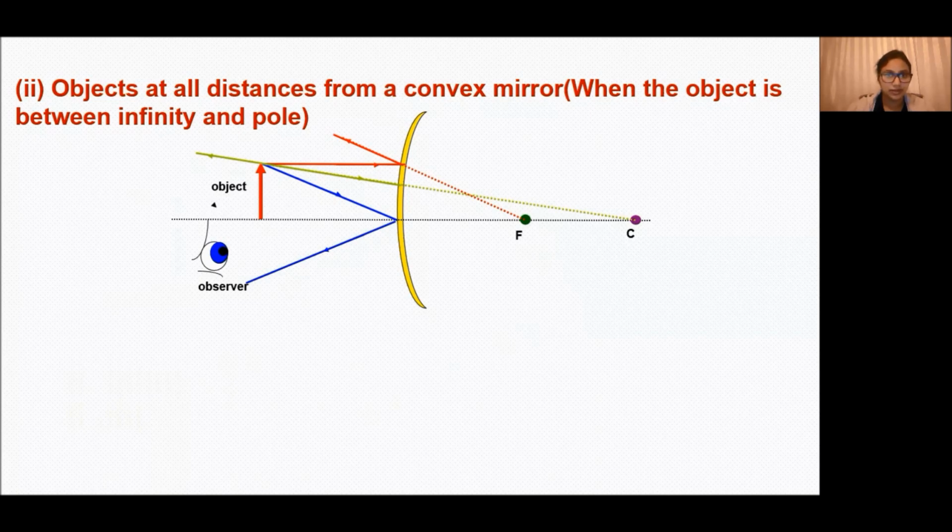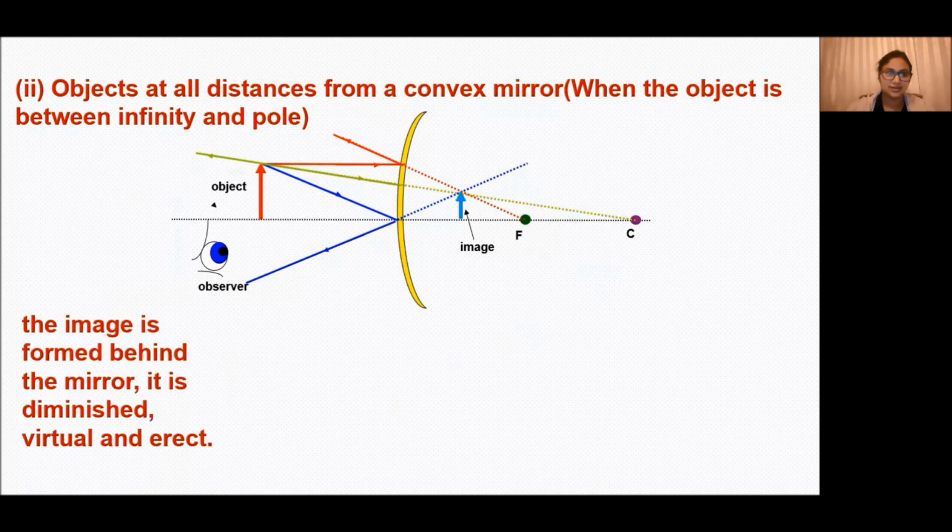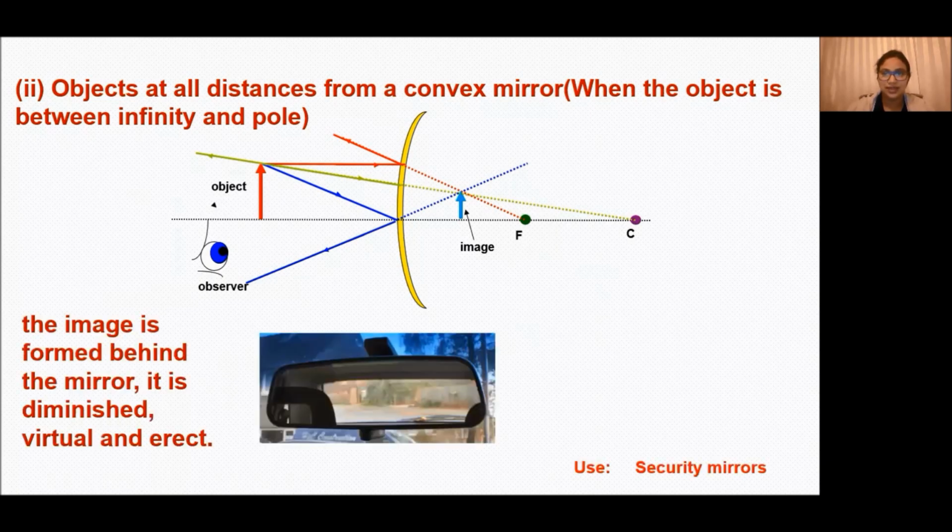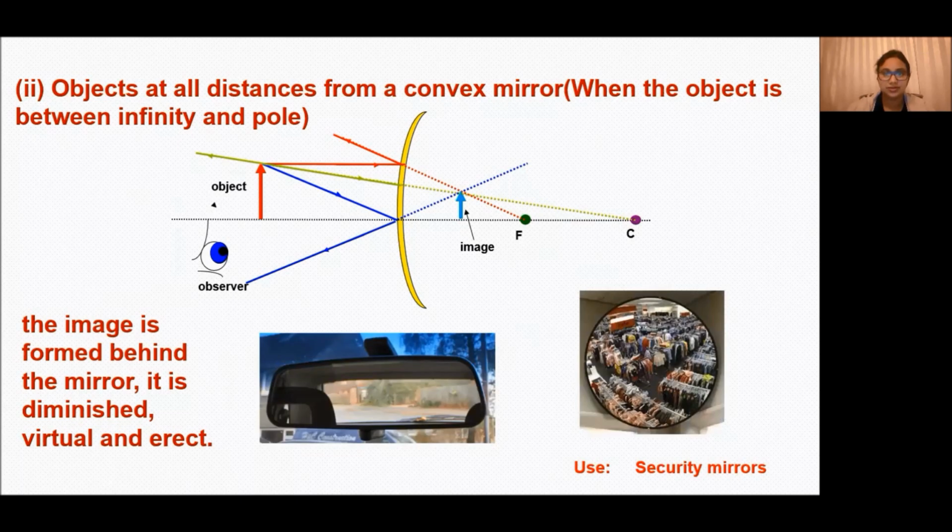So where do we get the image? We extend all the reflected rays, and somewhere at a point between the pole and the principal focus, the image is formed. It is smaller than the object, virtual and erect. It is used as security mirrors and it gives a wider view of the object.